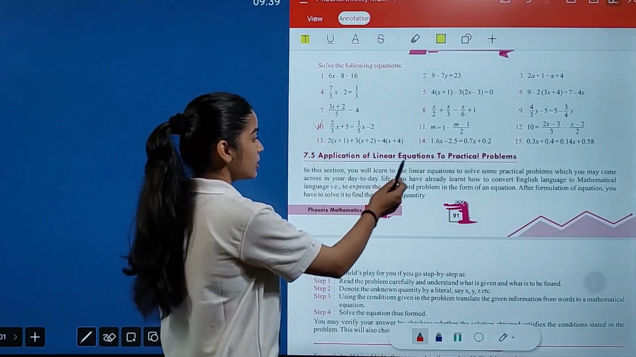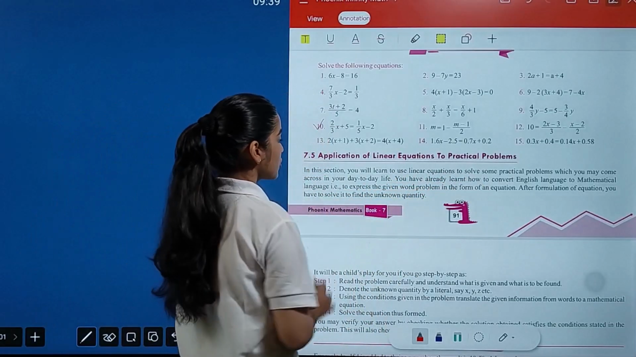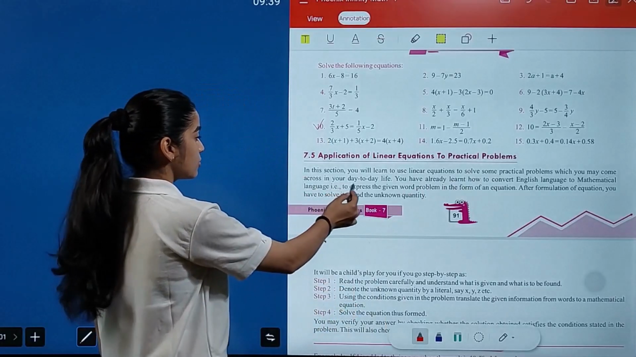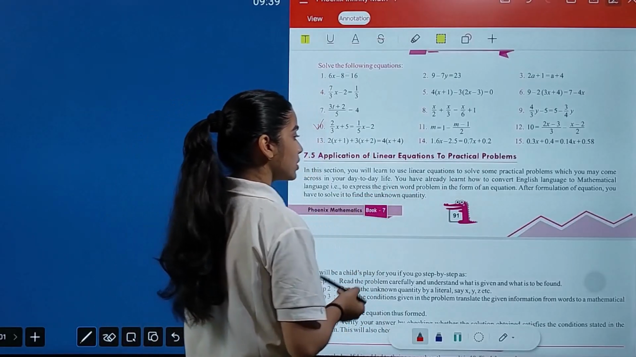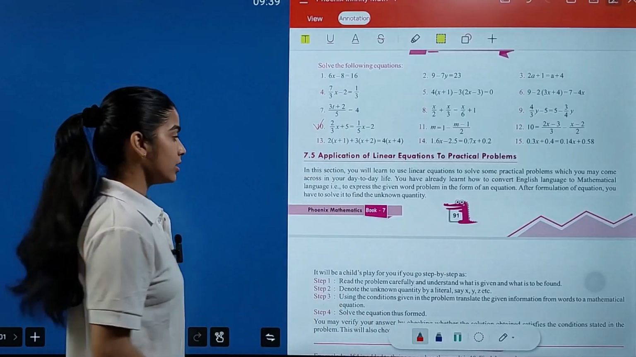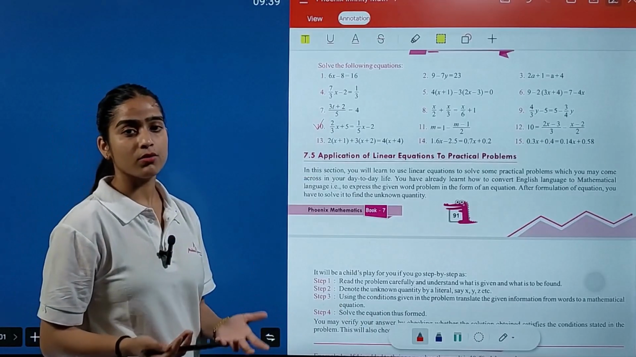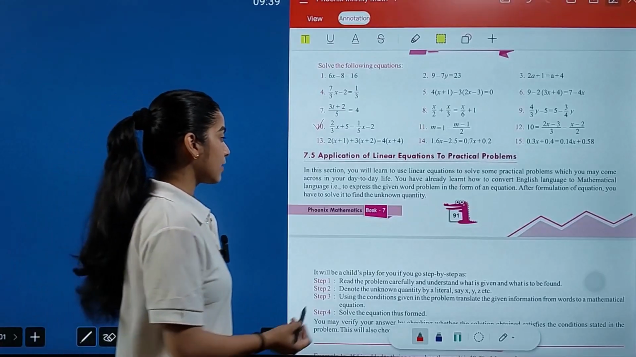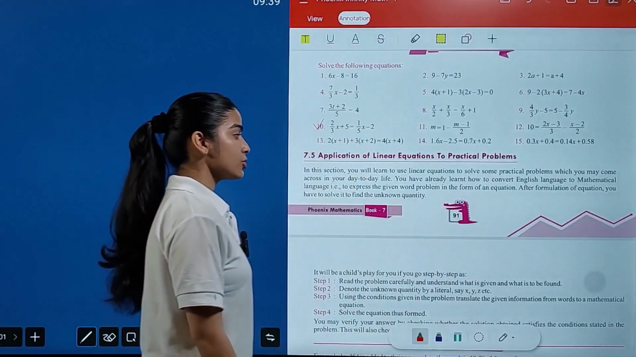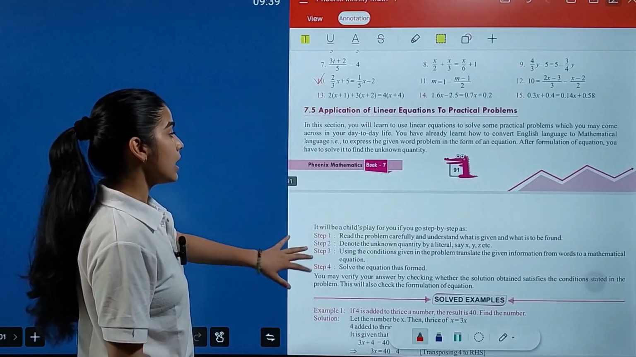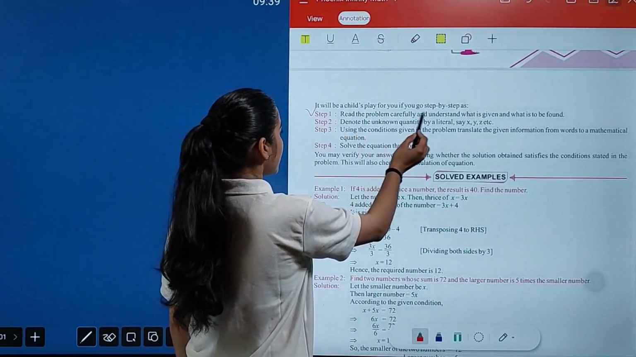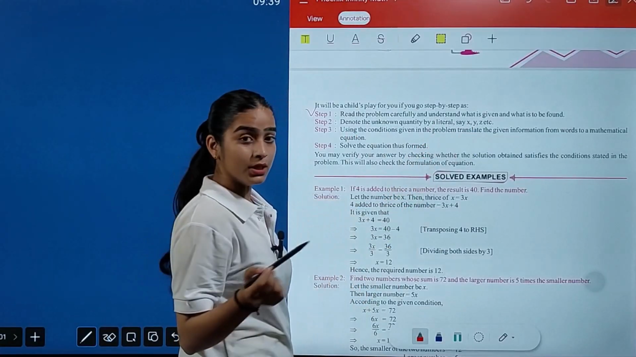Now, application of linear equations to practical problems. In this section, you will learn to use linear equations to solve some practical problems which you may come across in your day-to-day life. You have already learned how to convert English language to mathematical language by converting your statements into linear equations. How can you convert your English language into your mathematical language to express the given word problem in the form of an equation? After formulation of the equation, you have to solve it and find the unknown quantity. So first of all, read the problem carefully and understand what is given and what is to be found.